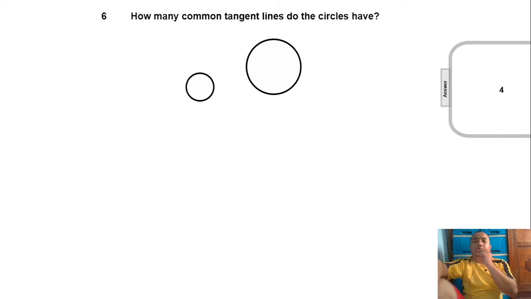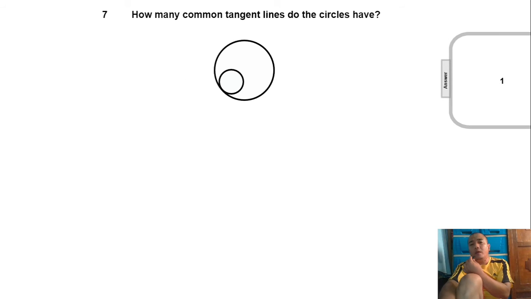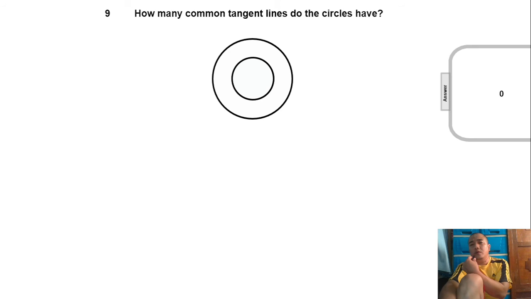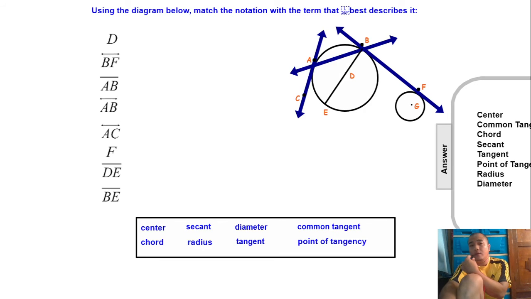Now, how many common tangent lines do the circles have? Number 6. The answer is 4. How many common tangent lines do the circles have? There's only 1. How many common tangent lines do the circles have? 2. How many common tangent lines do the circles have in the concentric circles? The answer is 0.